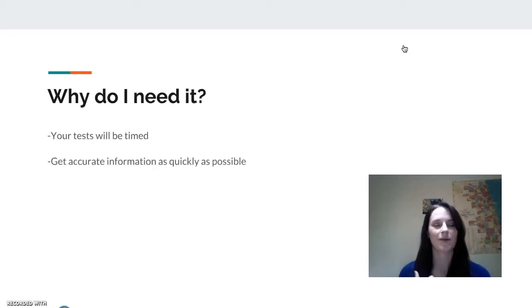Why? Because reading tests are timed. The point of a standardized reading test is to see how well you, as a reader, can go through a chunk of information quickly and accurately. So that's really what it's testing you on. So you're going to want to practice reading quickly so that you can get the most accurate information.